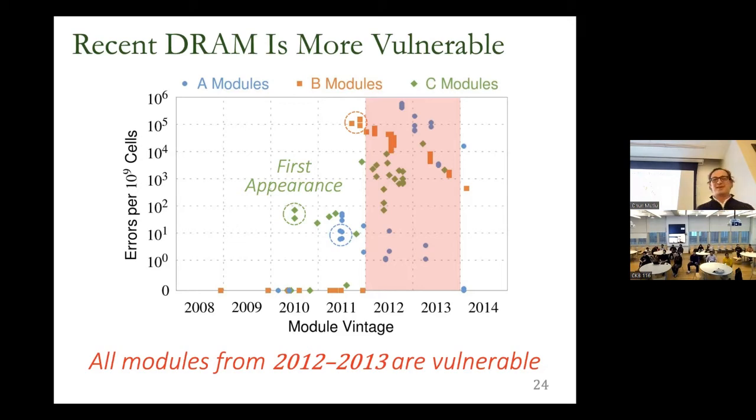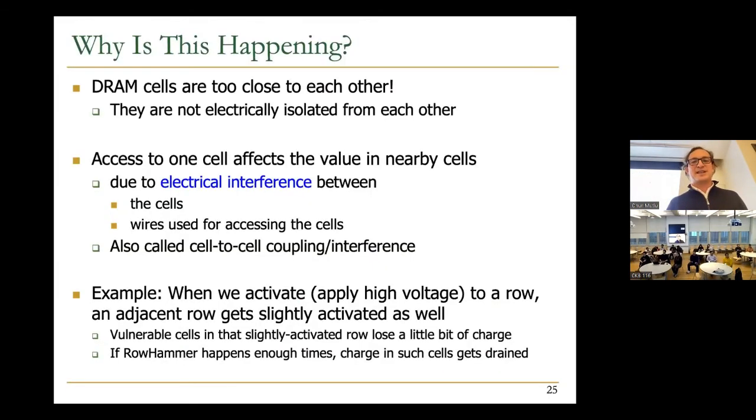So I'm going to talk about some of the reasonings for this. So why is this happening? I kind of implicitly said this. DRAM cells are too close to each other. They're not electrically isolated from each other. And when you're accessing one cell, you're affecting the values in nearby cells because there's electrical interference between the cells and the wires used for accessing the cells. This is called cell-to-cell coupling interference.